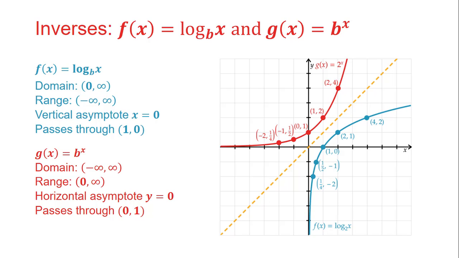So just to see these side by side, the domain of the log function we said was 0 to infinity, and notice that is the range of the exponential function. The range of the log function is all real numbers. The domain of the exponential function is all real numbers. The log function has a vertical asymptote at x equals 0. The exponential function has a horizontal asymptote at y equals 0. The log function passes through the key point (1, 0), but the exponential function passes through the key point (0, 1).